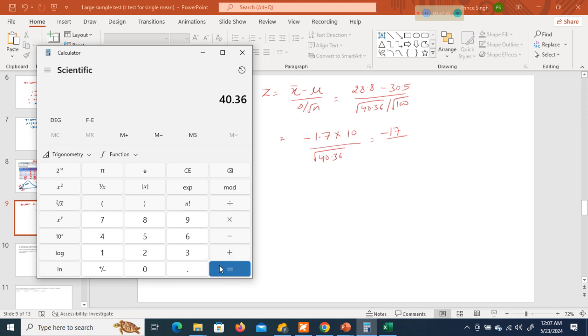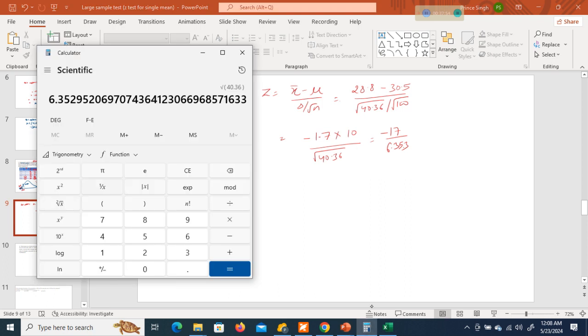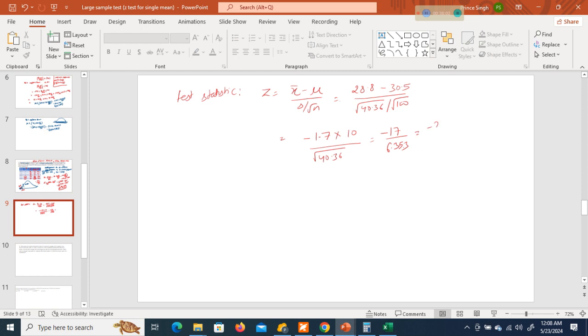So this is minus 17 upon the square root of 40.36. Sorry, we need to calculate the square root. 40.36, its root is 6.353, and if we take its reciprocal and multiply by 17, then its value comes out to be minus 2.67.